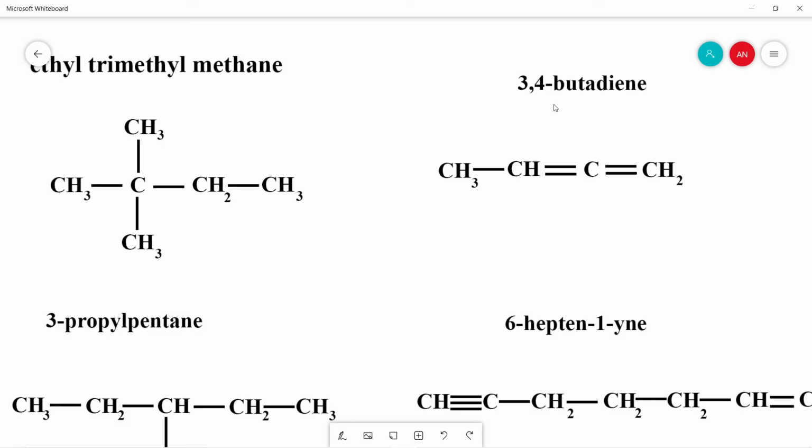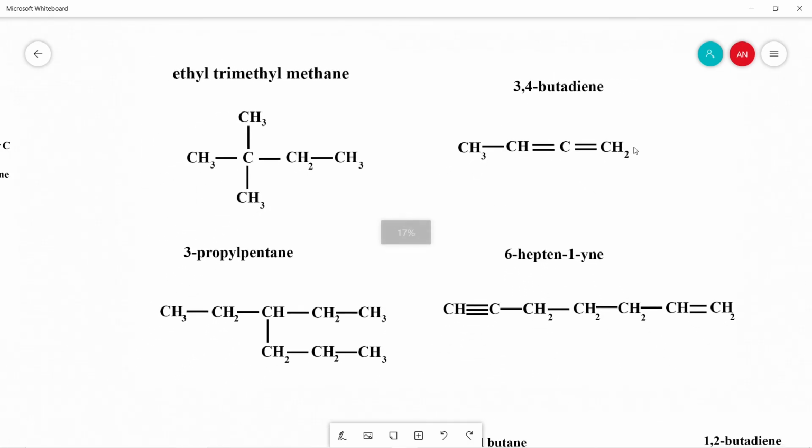Moving towards the next one, there is 3,4-butadiene. We can see the structure here, but according to the IUPAC rules, when we assign numbers to the carbons, the double bond gets the lower position, but here the double bonds get the last position, so of course the name is wrong. Its name would be 1,2-butadiene instead of 3,4-butadiene, because we will start counting from this side, right?